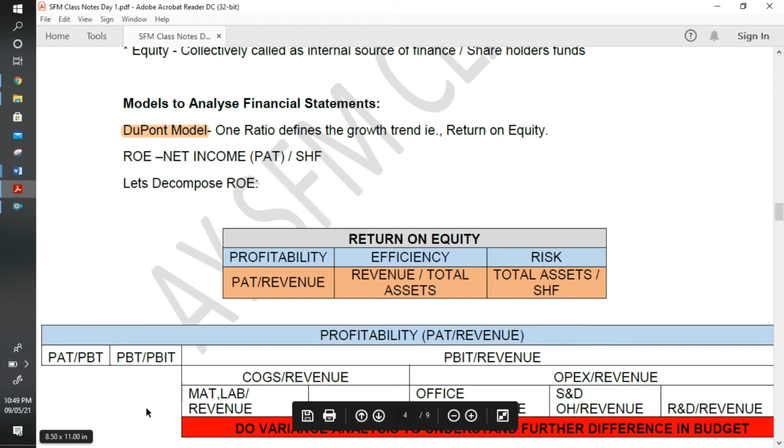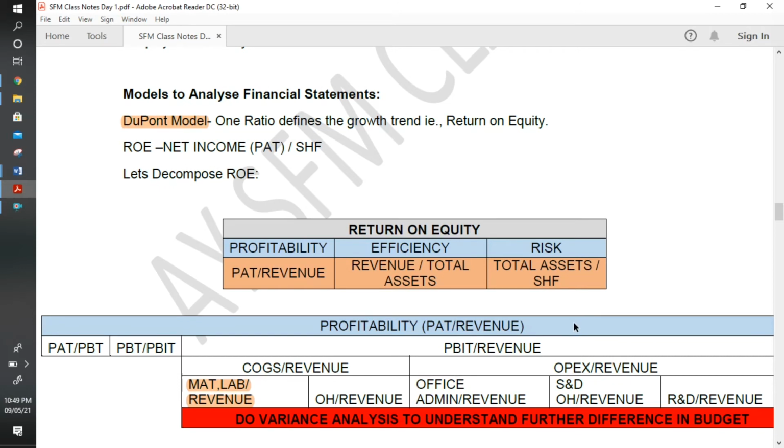And PBIT can be further decomposed into cost of goods sold and operating expense. And cost of goods sold can also be further tiered down into material, labor, revenue expenditure and other variable expenditure. So after breaking it down to the maximum level, we do variance analysis to understand the differences from the budget, and we can make decisions strategically.